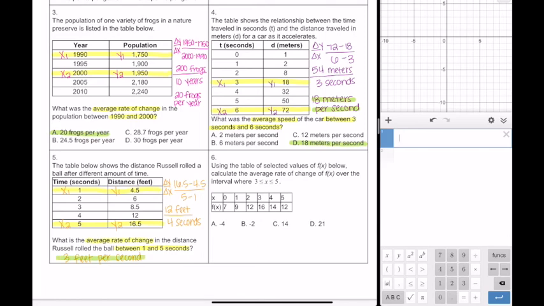Okay, so I want to remind you again, the rate of change is 3, but interpreting the rate of change means 3 what? 3 feet per second.